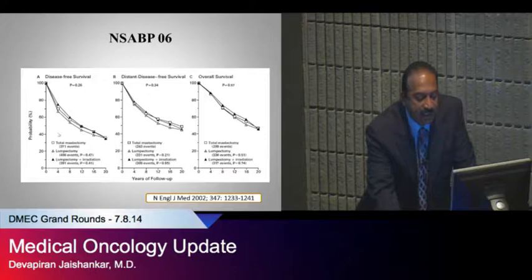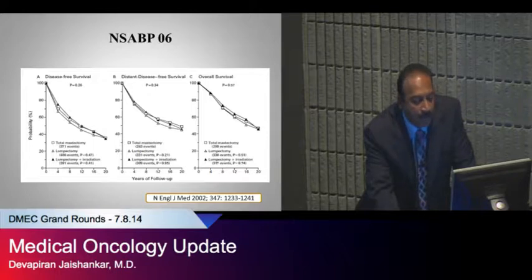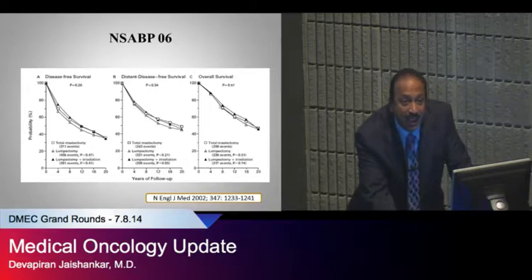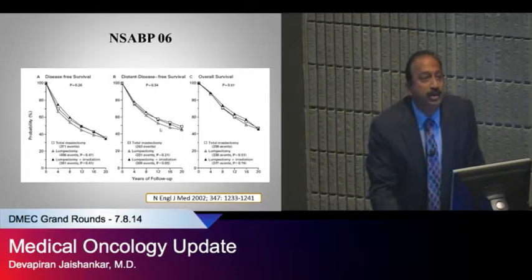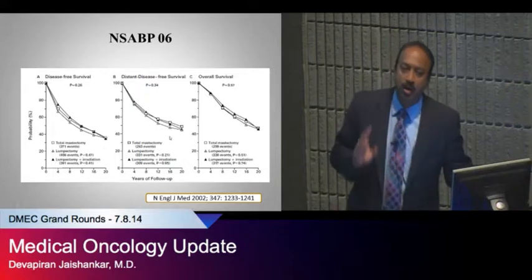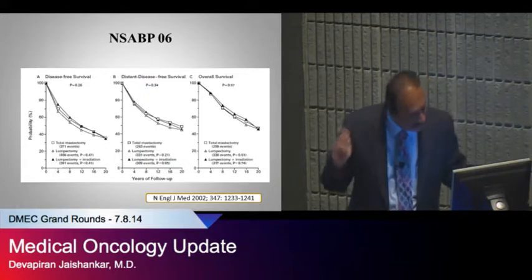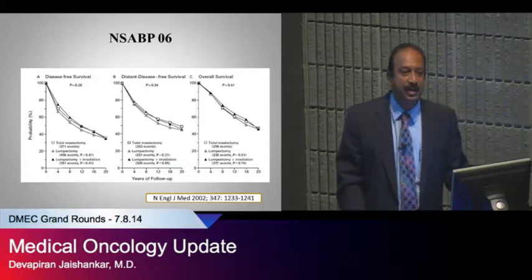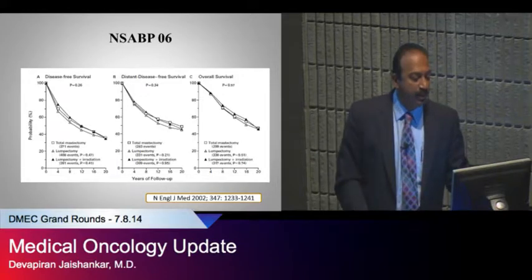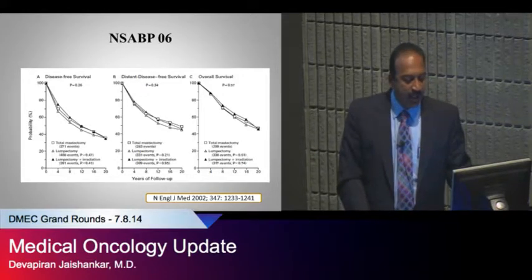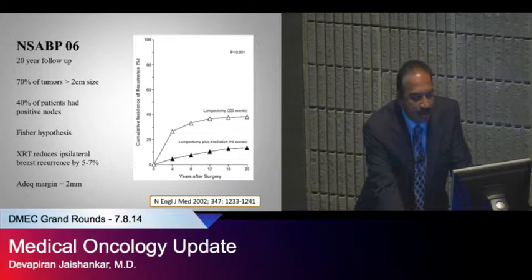These are the landmark intergroup trials, the NSABP-6, showing you the curves here. This is mastectomy versus lumpectomy and radiation. No difference between mastectomy, lumpectomy, and radiation put together, whether it's disease-free survival, distant disease-free survival, or overall survival. You do see some lagging when you do lumpectomy alone, which is why you would not do lumpectomy alone without radiation. And there's a caveat again, except for the patient over 70, you could get away with lumpectomy alone there. So that's B6. Some more data on B6. Remember, this is data that was mature by the late 90s.